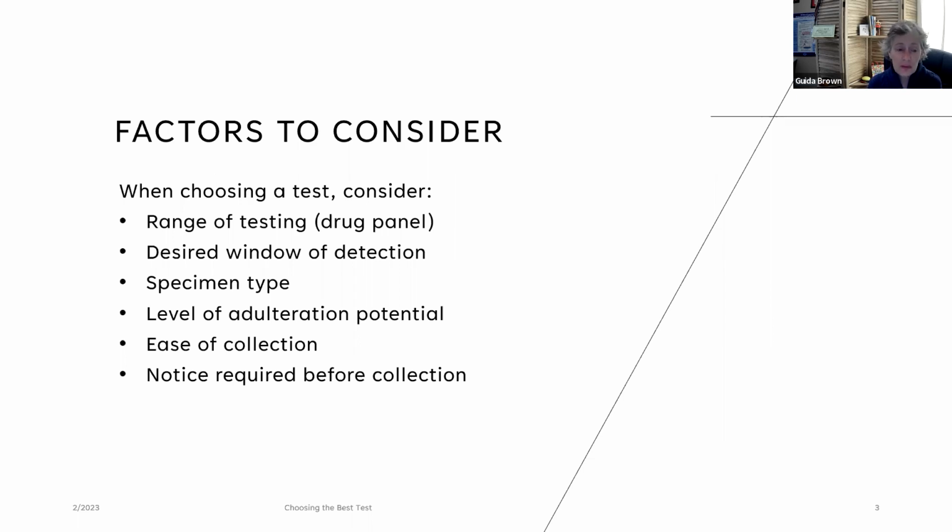The specimen type. What do we want to deal with? Do we want to use nails? Do we want to use urine? Do we want to use hair? And do we have somebody who can do a blood draw? The level of adulteration potential, how easy is it to adulterate the sample that we're getting?